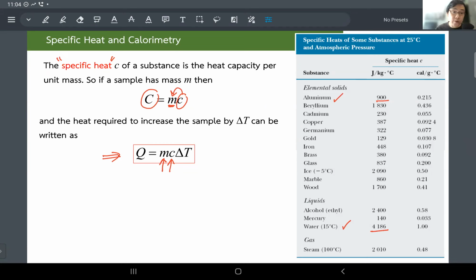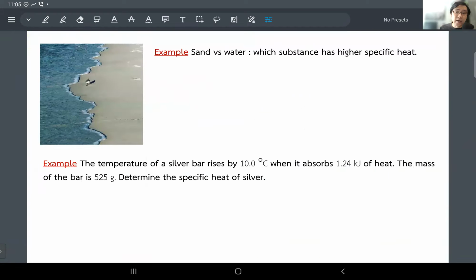So Q equals m c delta T is going to be the one that we use for our calculation the most. All right, with that, let's take a look at a quick example. Sand and water, when you go to the beach, which one has a higher heat capacity? Well, I cannot use that one, because for heat capacity you have to specify the amount of that sand or water. So which one has the higher specific heat? What do you think, guys?